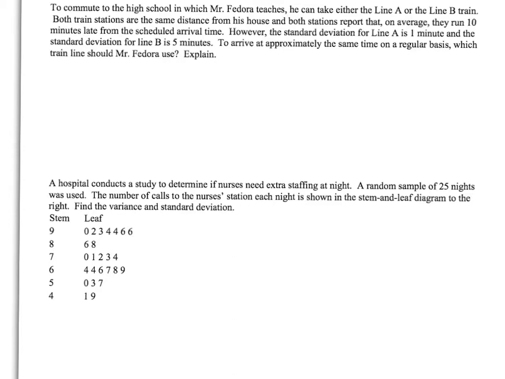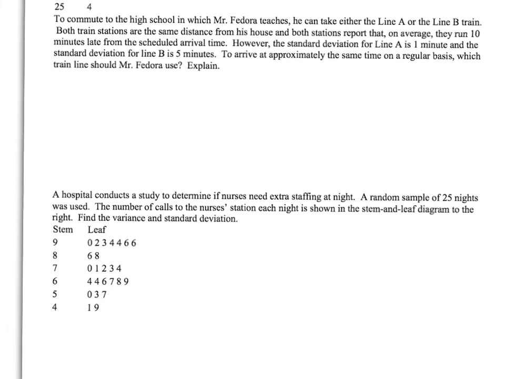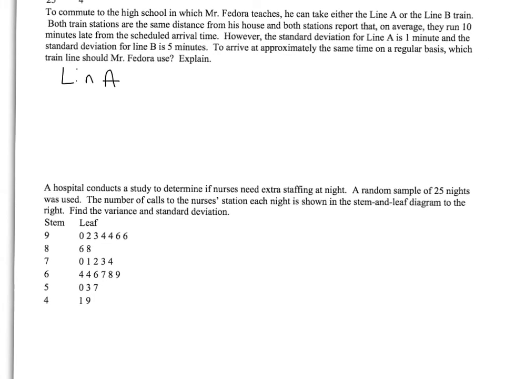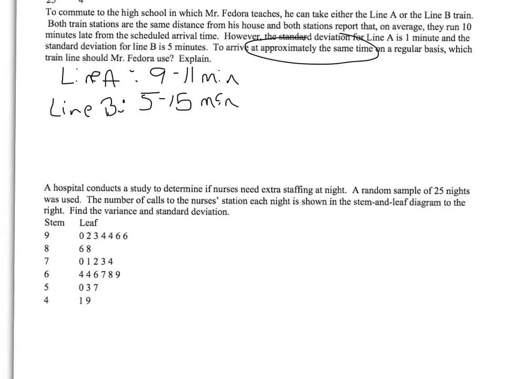Well, it's all in the standard deviation. Okay, so for line A, it's 10 minutes, but the standard deviation is 1, so that means line A can go anywhere from 9 to 11 minutes usually. Line B, it's still 10 minutes, but the standard deviation is 5, so it can be anywhere from 5 to 15 minutes. He wants to arrive at approximately the same time each day, so he's going to use line A, and the reason is because the standard deviation is smaller.